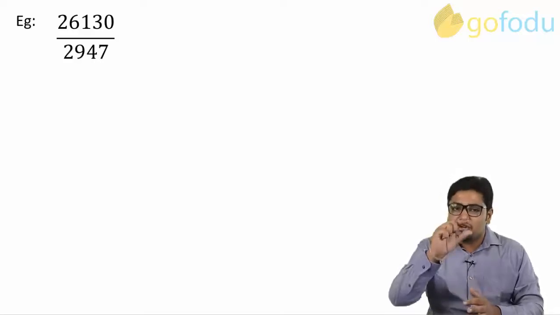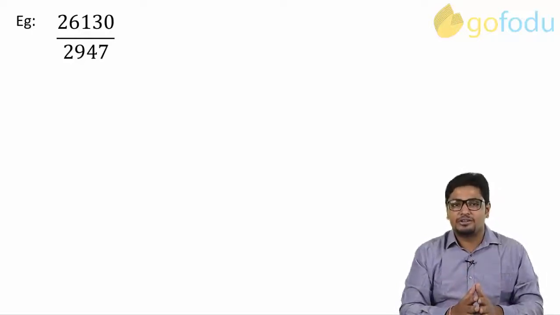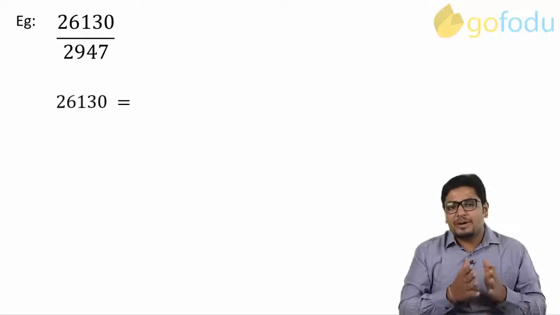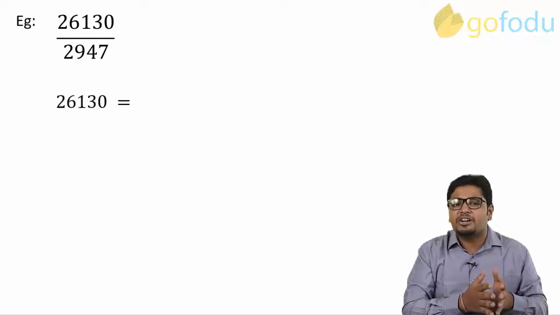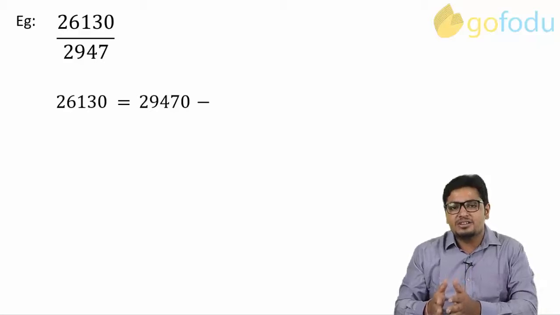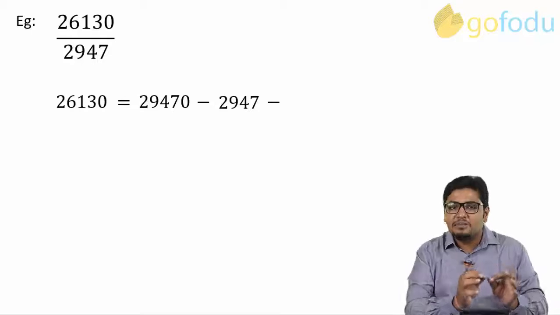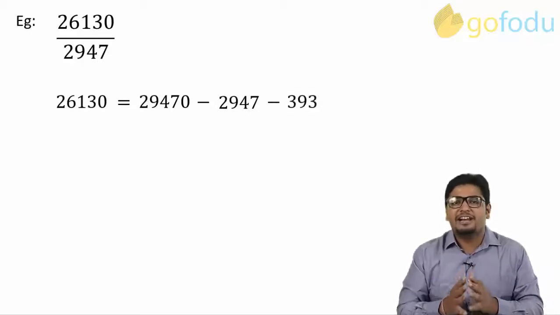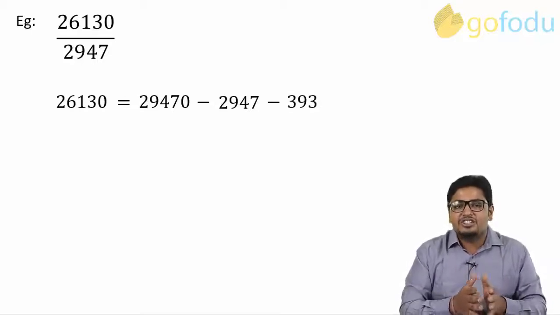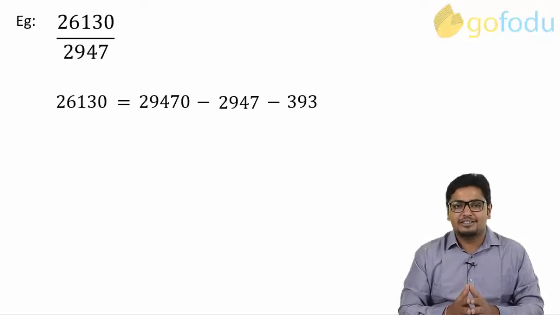We try to write the numerator as sum or difference of terms related to denominator. For example, 26,130 can be written as 29,470 minus 2,947 minus the remaining value, that is 393. This addition and subtraction you will have to do mentally, as we have seen in the calculation technique video of quants. Rest of the division is quite easy.